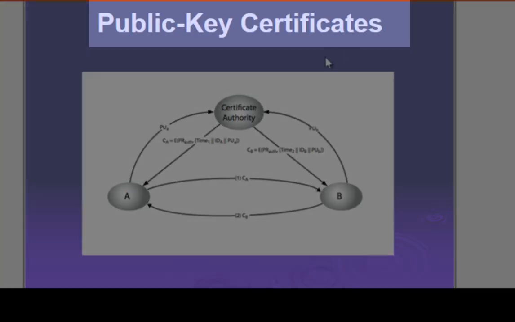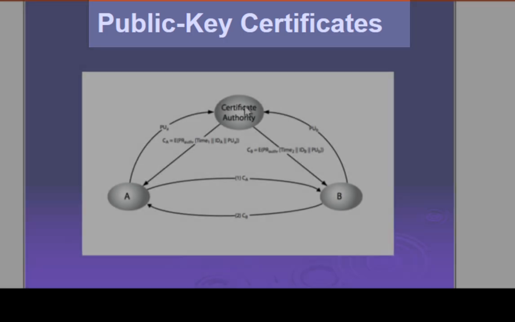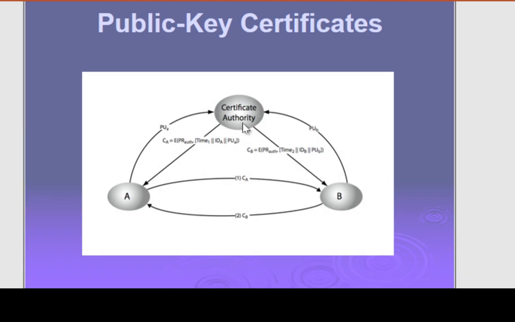Now let us see the diagram of public key certificate. Initially A sends his public key to the certificate authority, and the certificate authority prepares a certificate for A, that is CA. So CA is equal to encryption with the private key of the certificate authority, that is E of PR authority, and in the message it includes the time, identity of A and public key of A. By including all these things, it becomes a certificate, CA, certificate of A.